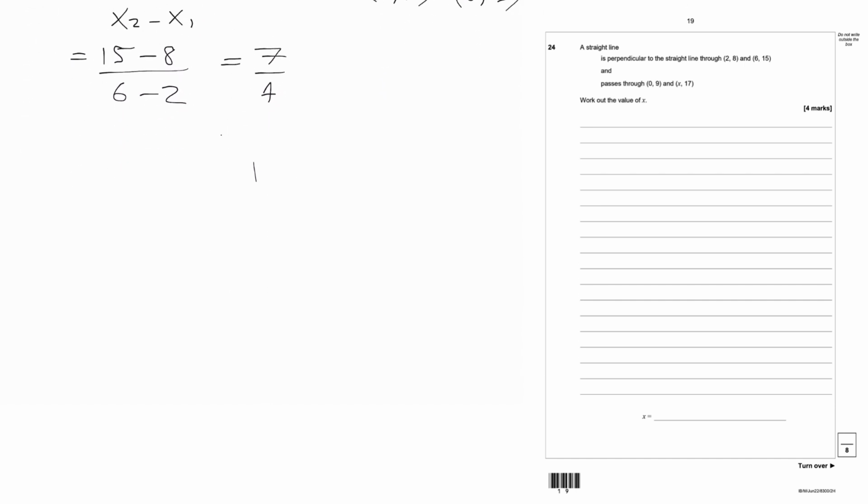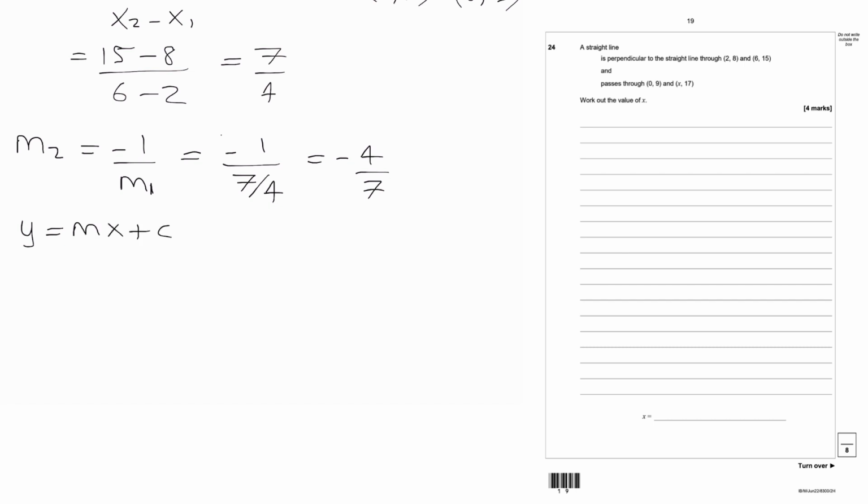So now that we have our m1, we can work out our m2. So our m2 is going to be equal to minus 1 divided by 7 over 4. And this gives us minus 4 over 7. Now we know that the equation of a straight line is given by y equals mx plus c. So we can already say for this perpendicular line that it has a straight line equation of y equals minus 4 over 7x plus c.